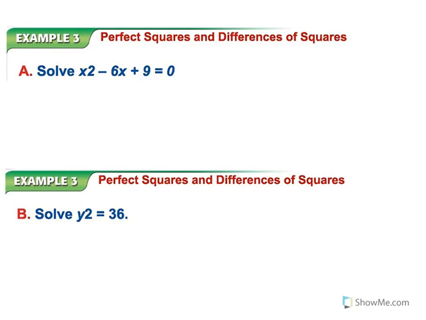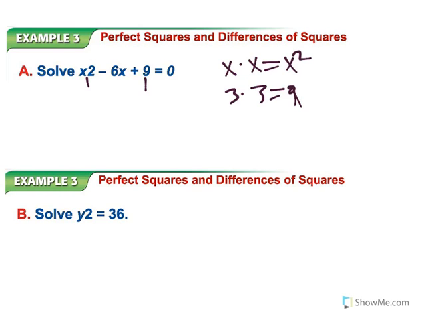Example 3, perfect squares and difference of squares. The first thing you want to check is whether your first and last terms are perfect squares. We know that x times x is x squared, so it is a perfect square. And we know that 3 times 3 is equal to 9, so it's a perfect square as well.